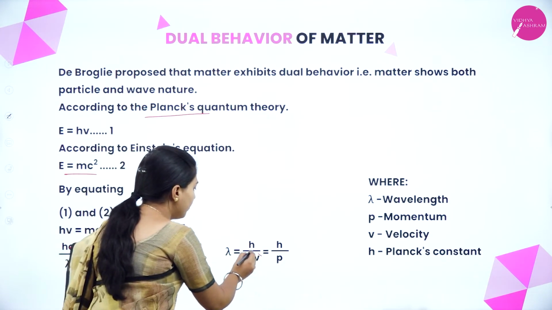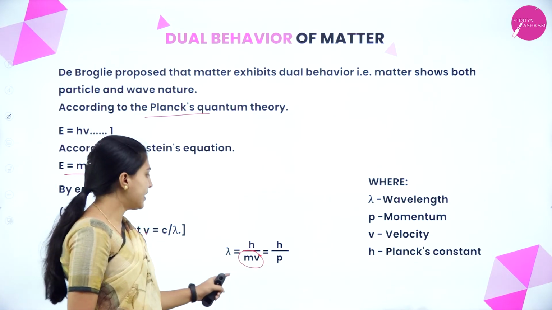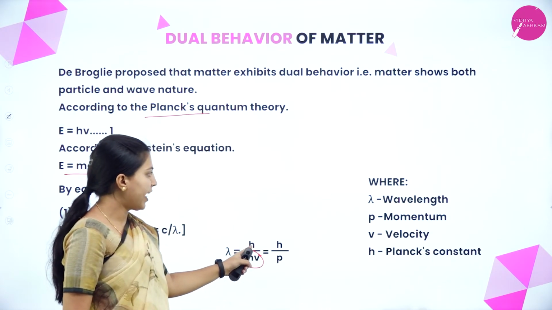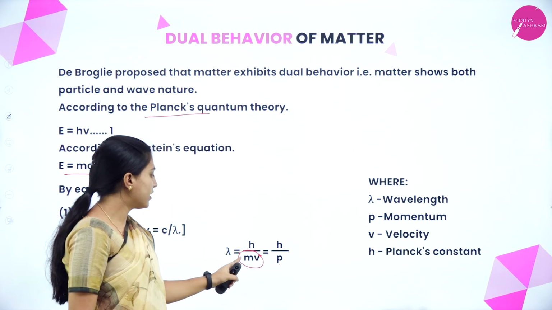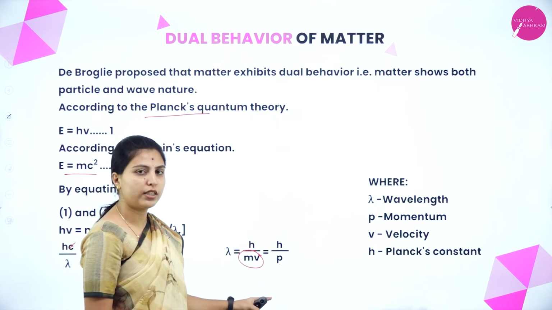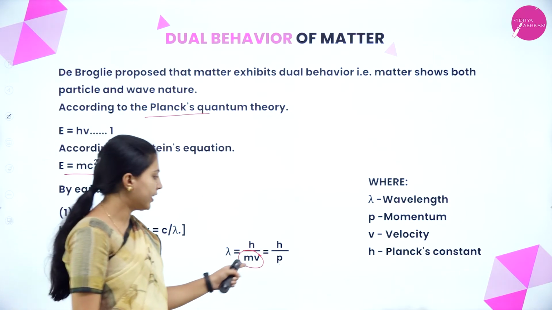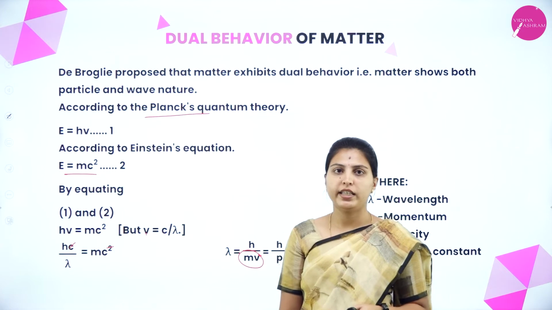What is this mv? Mass into velocity is momentum, that he has explained. Where lambda is wavelength, h is Planck's constant, p is momentum, and this is mass into velocity. Mass into velocity is equal to momentum, that is designated by p. This is de Broglie's equation.